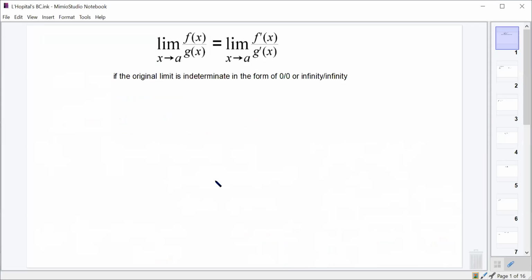All right. L'Hopital's rule, which you should be familiar with, right?